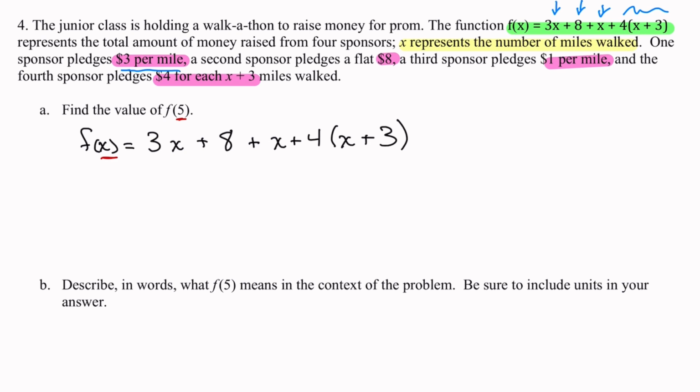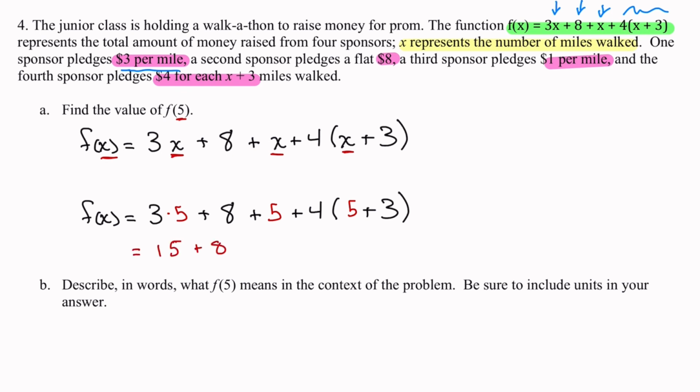I'm going to rewrite this equation, and instead of writing x, these are all going to be 5s. And that's it. Now we have 15 plus 8 plus 5 plus 4 times 8, which is 32. And my final answer is 60. F of 5 equals 60.